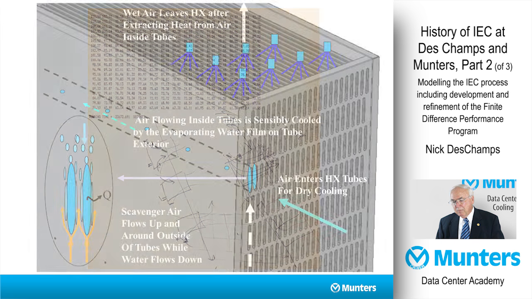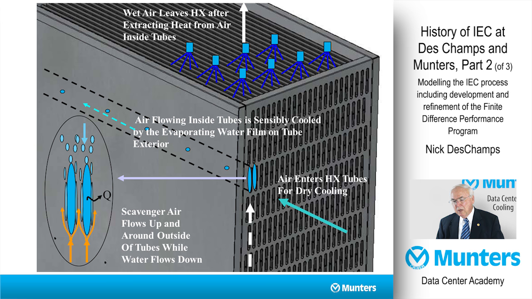And here's a picture of the newer heat exchangers that we came up with that have been discussed in the other 2 parts of this 3-part series. But we now have a plastic polymer tube, I should say PVC tubes, where the water flows over the outside of the tubes and the dry air goes through the inside of the tubes in a horizontal manner.